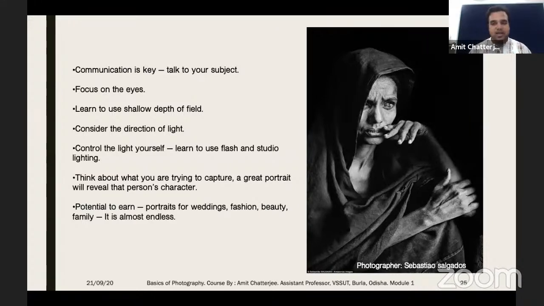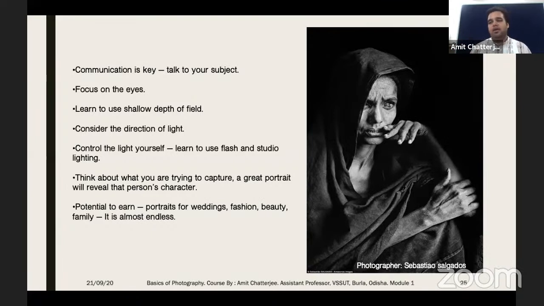The subject for whom you are clicking the photograph, the person who will be the subject of your photography, you need to communicate with that person to know that particular person. Until and unless you know the person, you do not know exactly what emotion you want to capture in your photograph. So, to know the story.